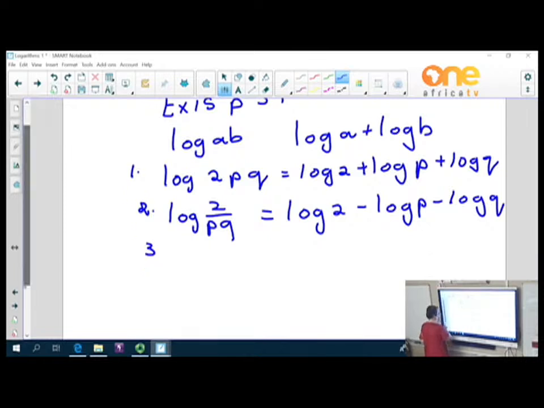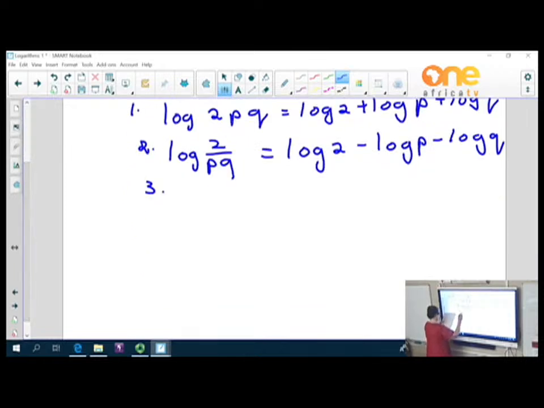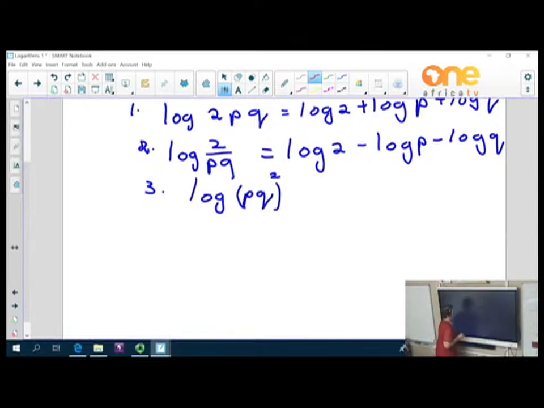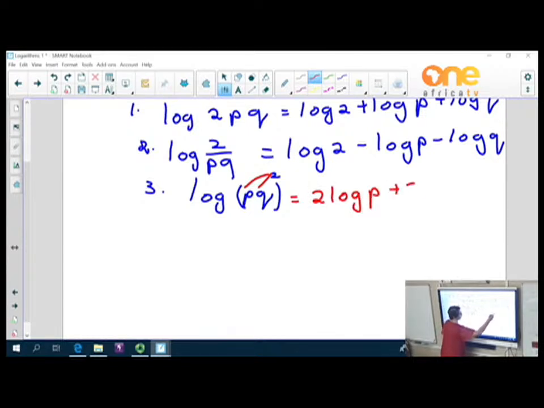Number 3, log PQ squared. So this means that in the first place, we're going to square each one there. And then it's that third log law, bring down the power. So this will be 2 log P plus 2 log Q.